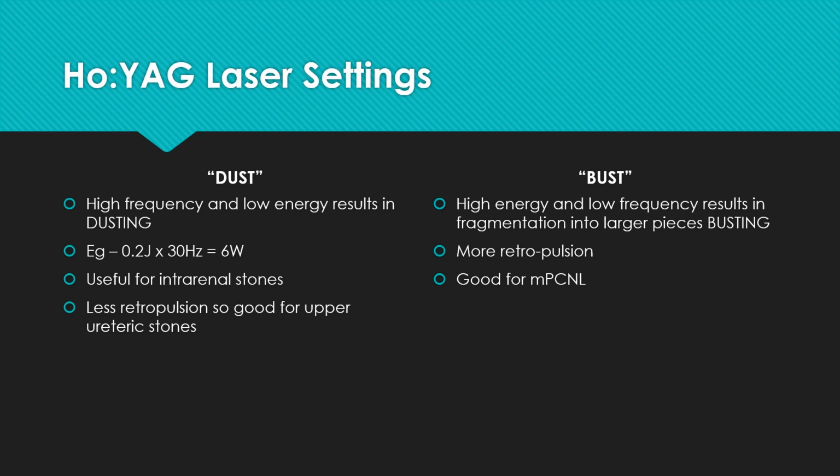Fragmentation settings are more useful when using a laser to break stones up during a mini PCNL procedure, where the slightly larger fragments can be washed out more easily and you don't end up with millions of tiny particles. Remember, the interaction of the laser with a stone also depends on the stone's composition, so it's always sensible to experiment with the settings to get the optimum result for individual stones.